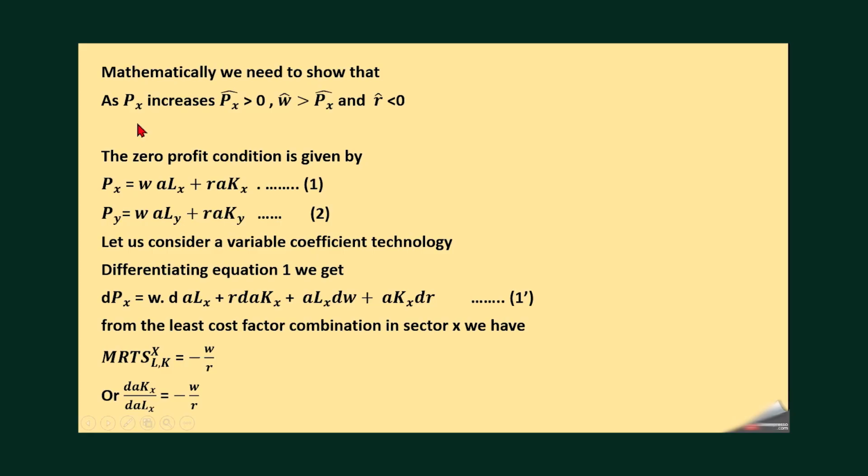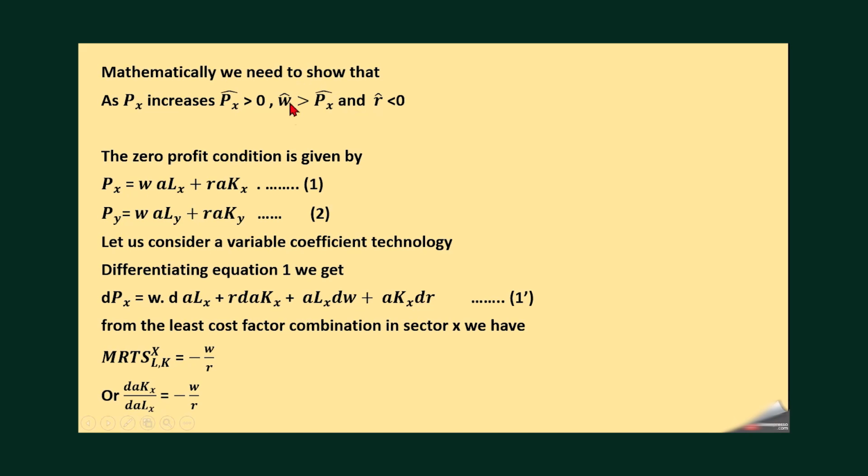Now let us explain the Stolper-Samuelson theorem mathematically. To understand this, as Px increases, we will have to show that P hat is greater than 0, W hat is greater than Px hat, and R hat is negative. I'll explain this as we move along.